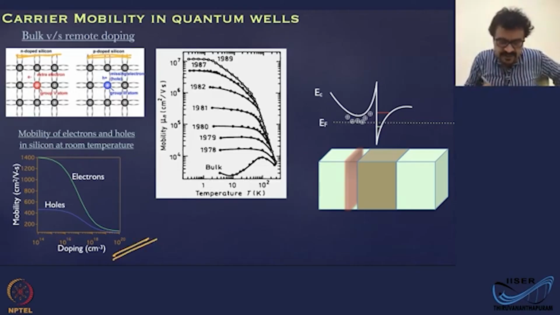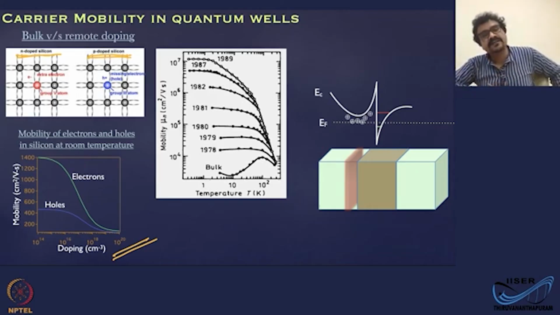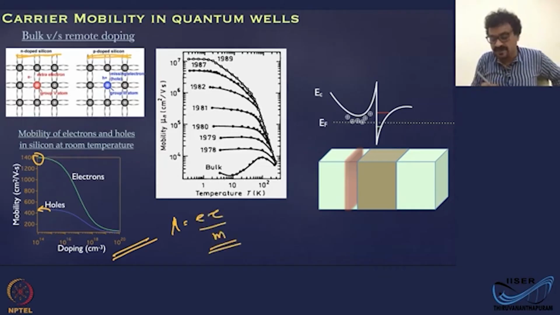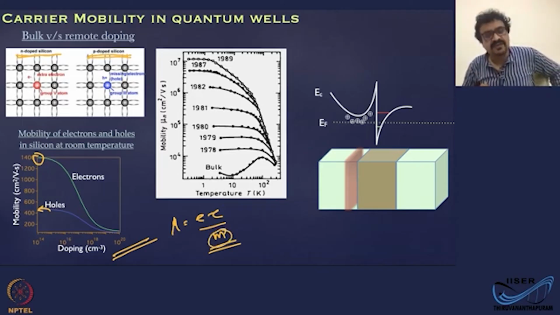This plot here is telling you how the hole and electron mobility vary in silicon. As we have seen in one of the previous slides, the electron mobility is a few hundreds to above 1000, and of course the hole mobility is lower than the electron mobility. That is also easy to understand, because mobility mu is e tau by m, where m is the effective mass, and the effective mass for holes is higher than that of electrons. So the hole mobility will be naturally low.